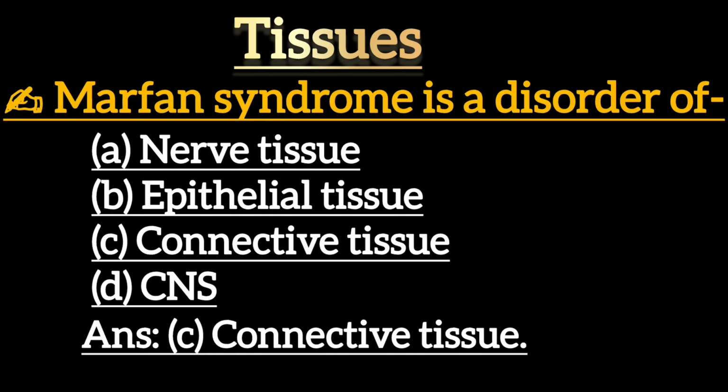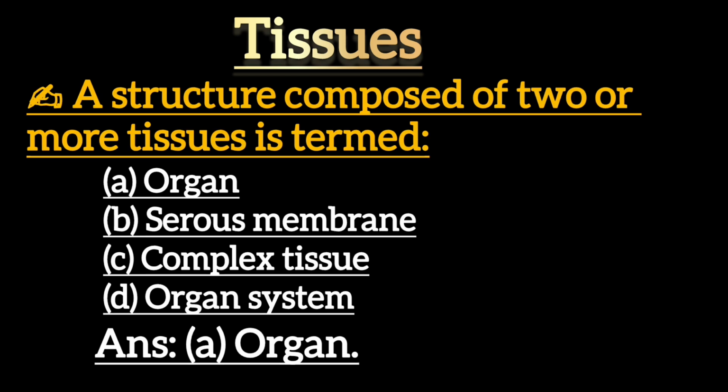Next one is Marfan syndrome is a disorder of option A, nerve tissue. Option B, epithelial tissue. Option C, connective tissue. Option D, CNS. Correct answer is option C, connective tissue. Next one is a structure composed of two or more tissues is termed option A, organ. Option B, serous membrane. Option C, complex tissue. Option D, organ system. Correct answer is option A, organ.